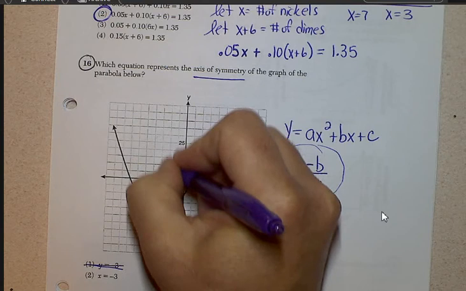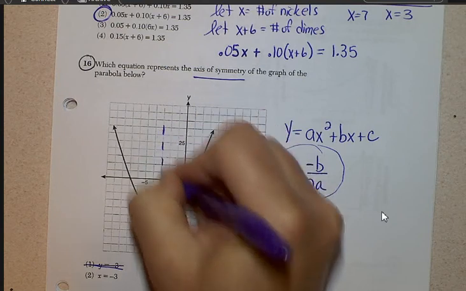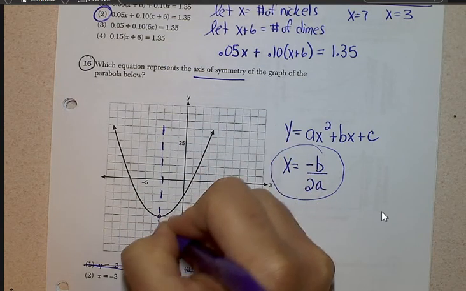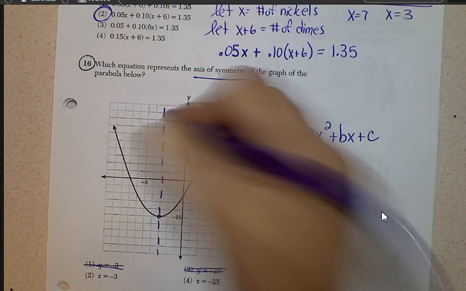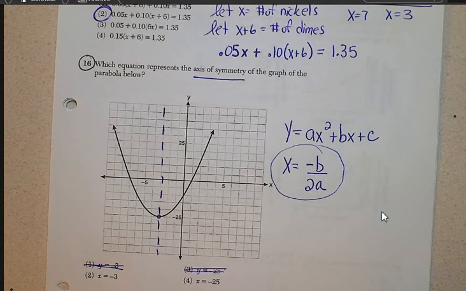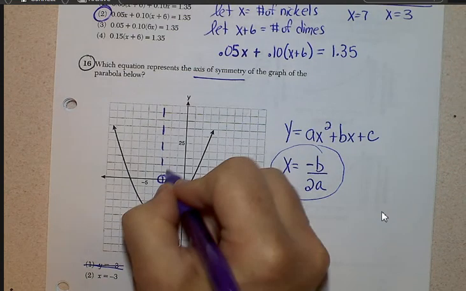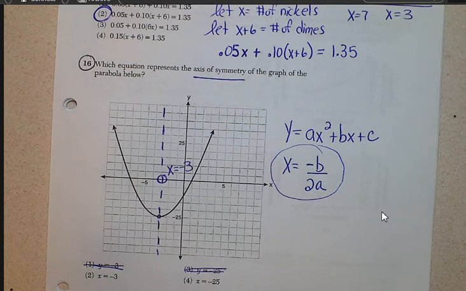that splits the parabola up perfectly in half. In other words, a vertical line that you can simply fold the parabola right in half on top of itself. All right? And that's going to cross the x-axis at x equals -3. And that's going to be choice 2.